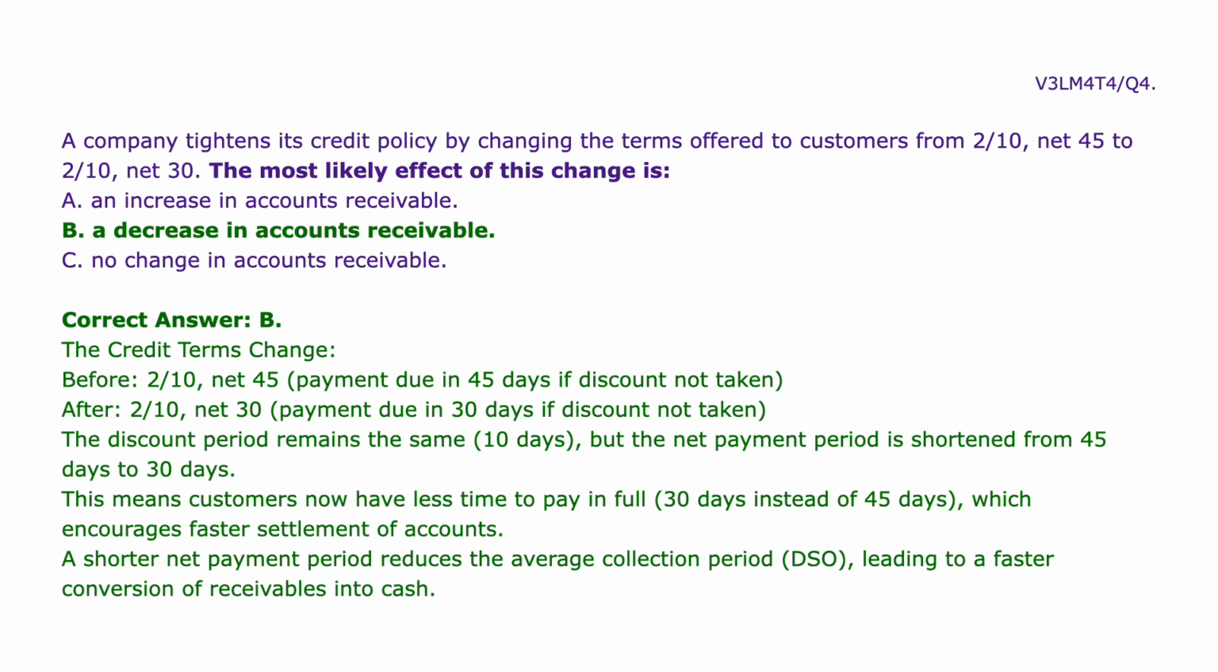The shift from net 45 to net 30 shortens the full payment period by 15 days, giving customers less time to pay. This reduction in the allowed payment timeframe mathematically reduces the average collection period, DSO, as it encourages faster settlement of accounts.